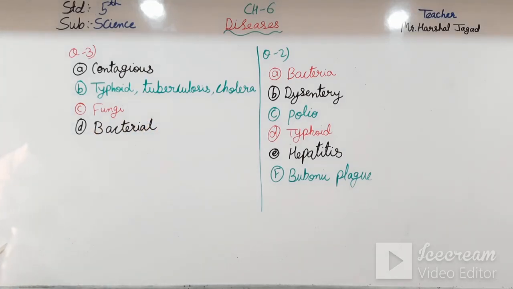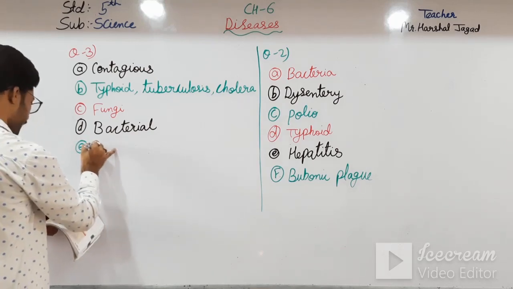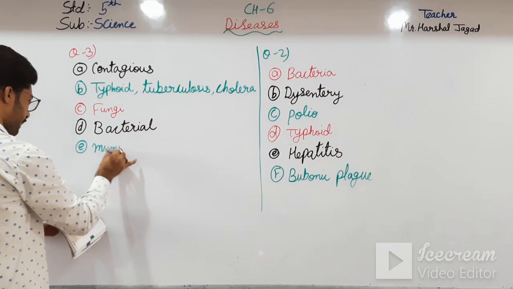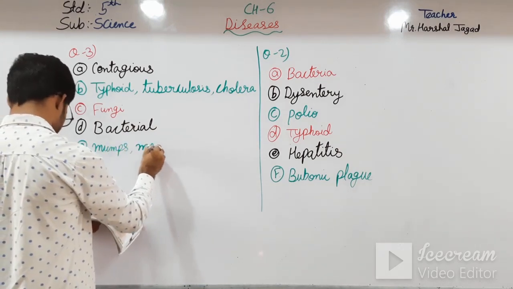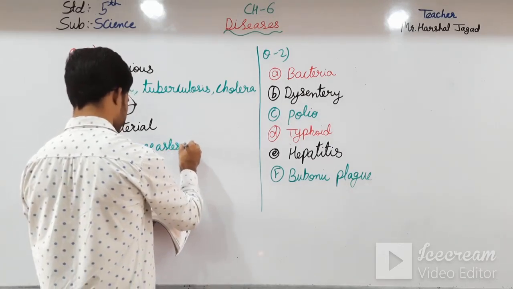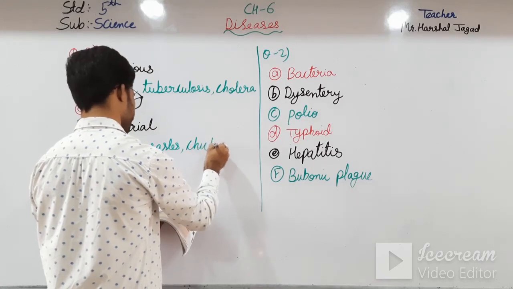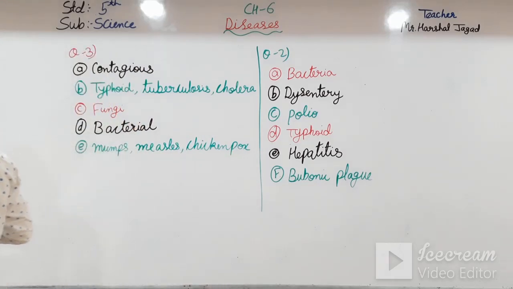Then going towards next, dash, dash and dash are childhood diseases. So first, that is mumps. Second, measles, and third, that is chicken pox. So these are the answers of fill in the blanks. And now going towards true or false.